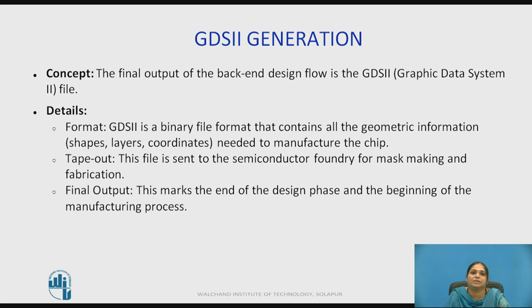GDS2 generation. The final output of the back-end design flow is the GDS2, graphic data system, file. This file format contains all the geometric information like shapes, layers, and coordinates exactly needed to manufacture the chip. This final tape out file is sent to the semiconductor foundry for mask making and fabrication. This marks the end of the design phase and the beginning of the manufacturing process.